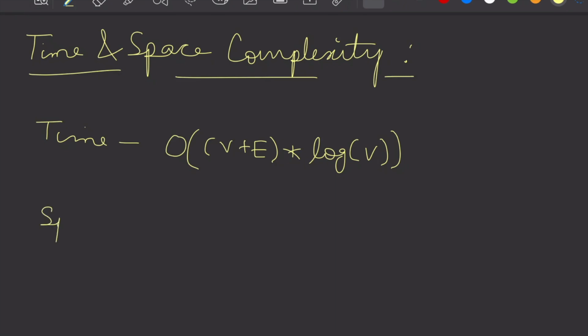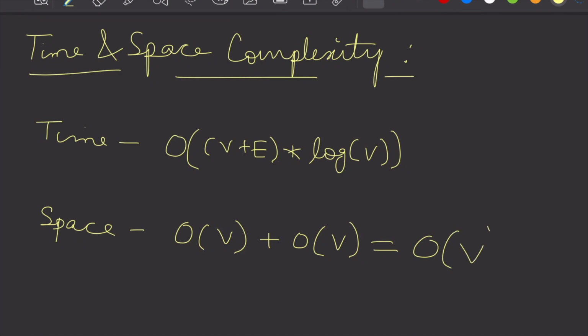Talking about the space complexity, we're using the distances dictionary and the min-heap. The dictionary requires big O of V to store the distances for each node, and the min-heap can have at most all the nodes in the graph, so that also leads to big O of V space. The overall complexity is 2V, so that's going to be big O of V because we ignore the constant values. So this is the time and space complexity for this problem.